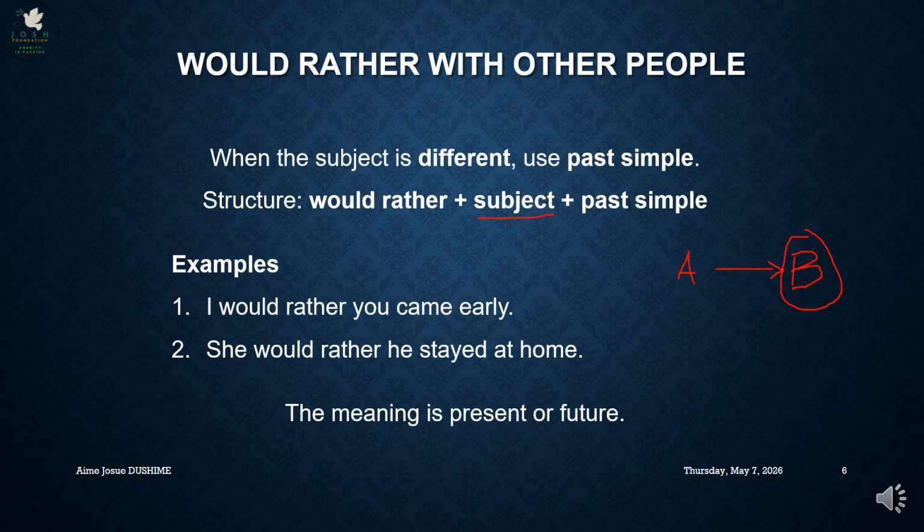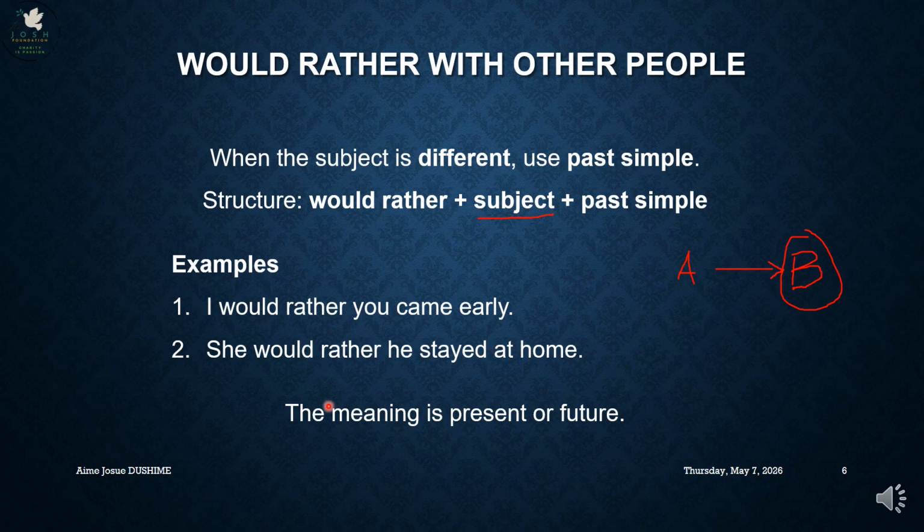That's what I wanted to help you understand in details. I would rather you came early. She would rather he stayed at home. She would rather he stayed at home, and I would rather you came early. You see, the meaning is present or future.